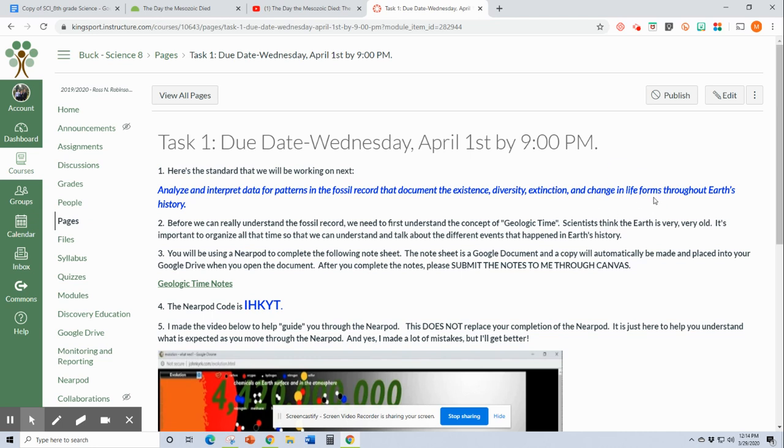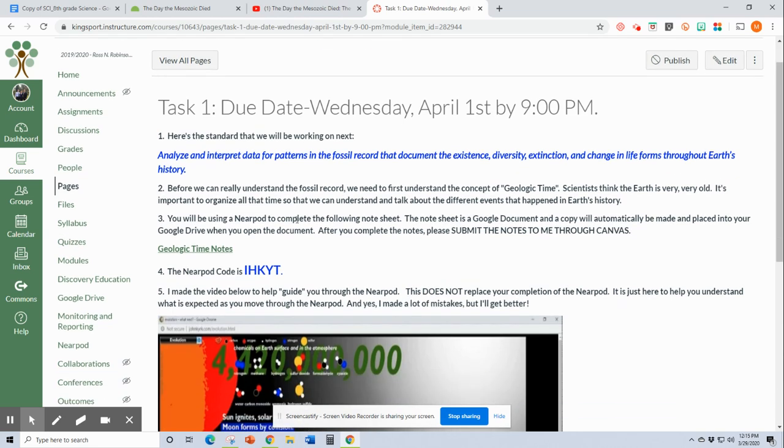And then change in life forms. That refers to following not one organism, but a population of organisms, and looking at how their fossils record changes in that population over millions and millions of years. We'll get into that. So this is obviously a big standard. This isn't something we're going to do in one lesson. We're going to first learn a little bit about the fossil record and how we analyze it, and then we'll start breaking down each of these.